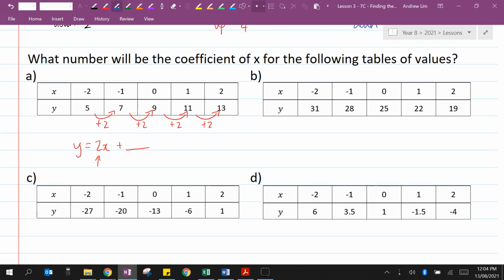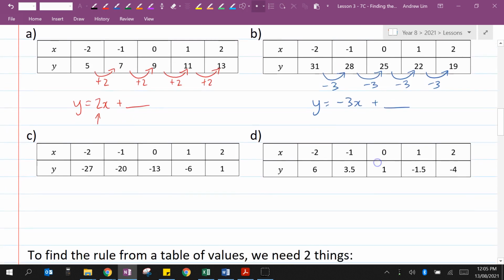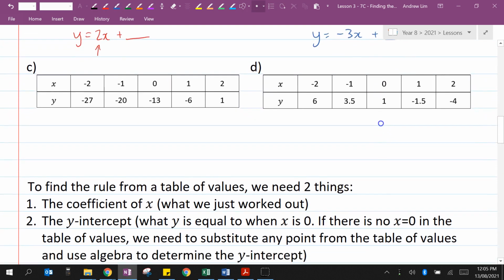Okay, let's have a look at these. Looks like these are going down by 3 each time. So we're going to have y is equal to minus 3x plus something or minus something. We'll work on that later. The important thing is the number in front of x is minus 3, so we're going to write a minus 3 there.